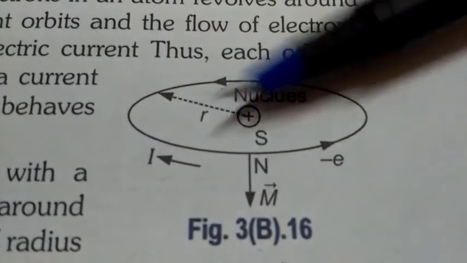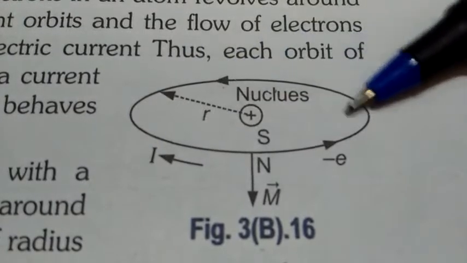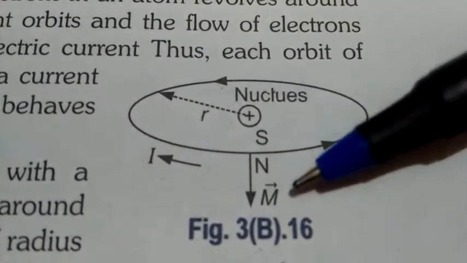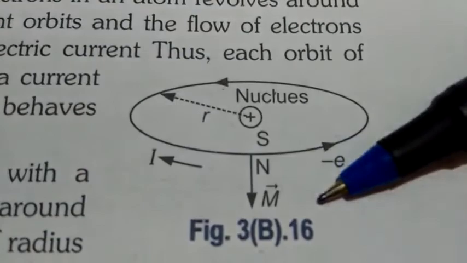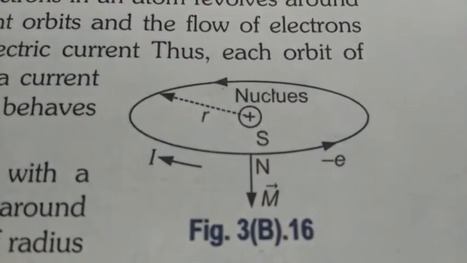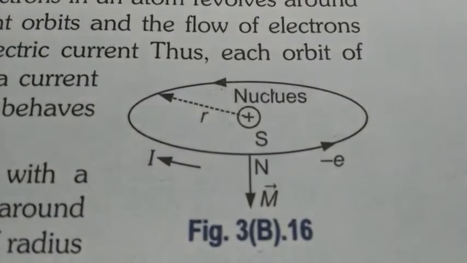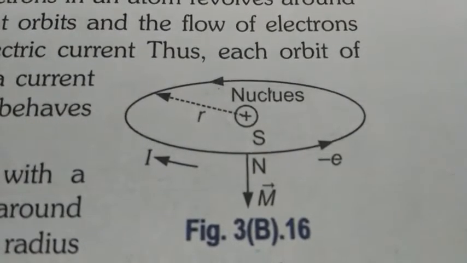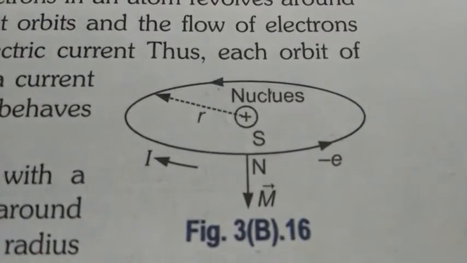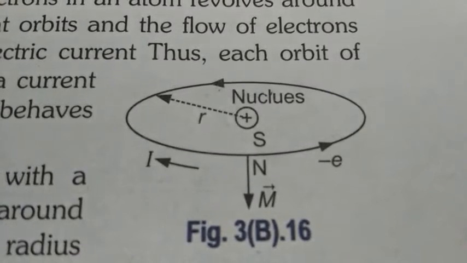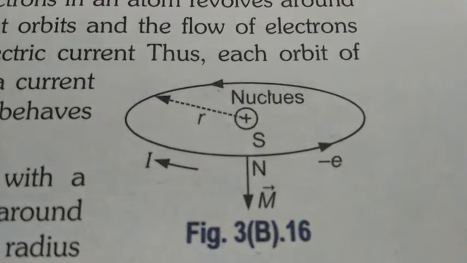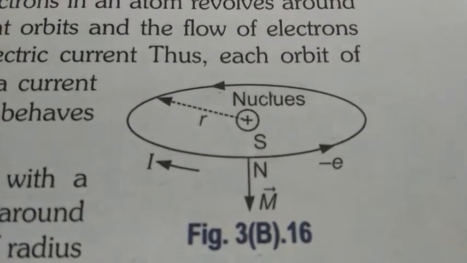So for the upper face, because the current is in the clockwise direction, the upper face will behave like the South Pole and the lower face will behave like the North Pole. We know this because of the right hand screw rule. According to that rule, if the current is in the clockwise direction, that face will be the South Pole, and when the current is in the anti-clockwise direction, that face will be the N pole.